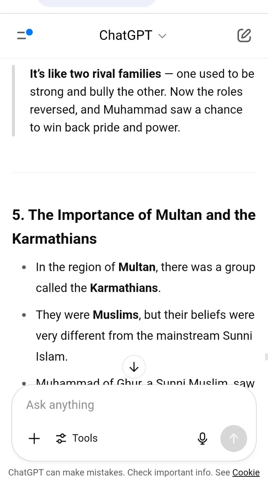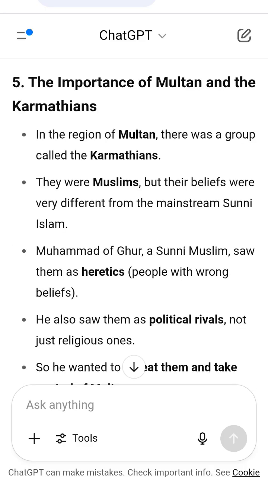Complete final summary. Everything in one place. Muhammad of Ghur invaded India for many connected reasons.